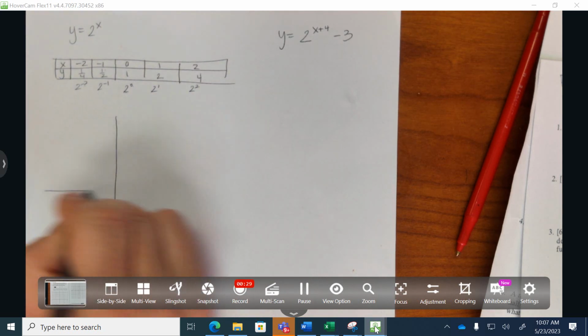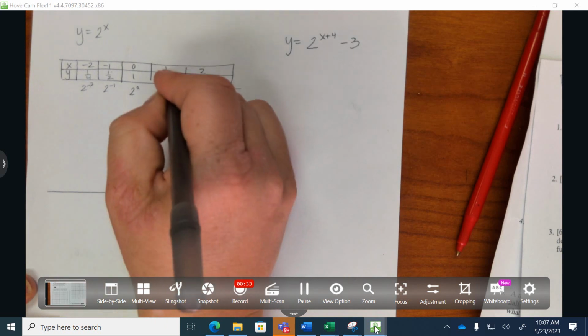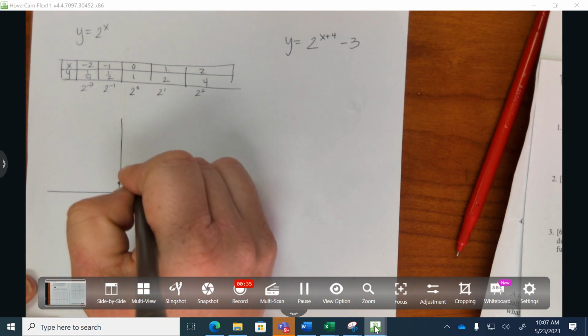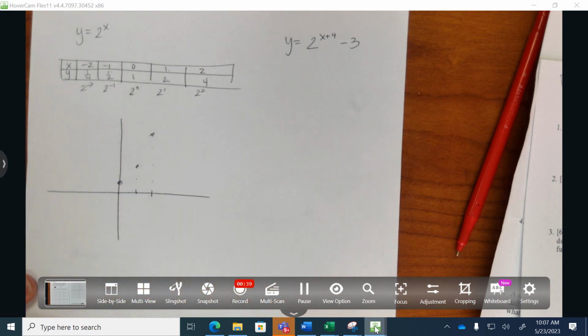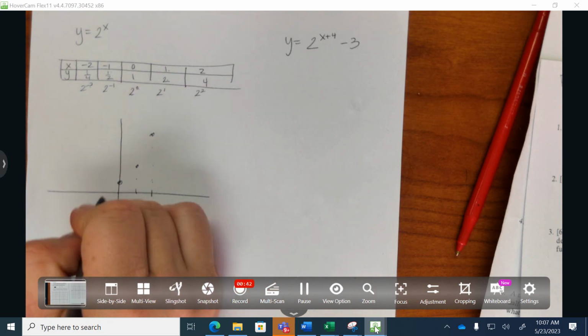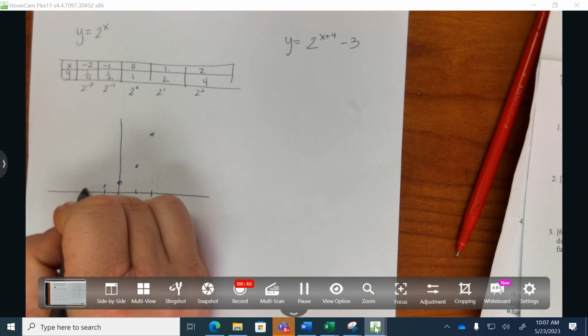So I draw my picture. I'm going to start with the ordered pair 0, 1. So 0, 1, then 1, 2, and then 2, 4. 1, 2, 3, 4. Okay, I'm going to go over 1 and go up a half, and over to the left 2 and up 1 over 4.